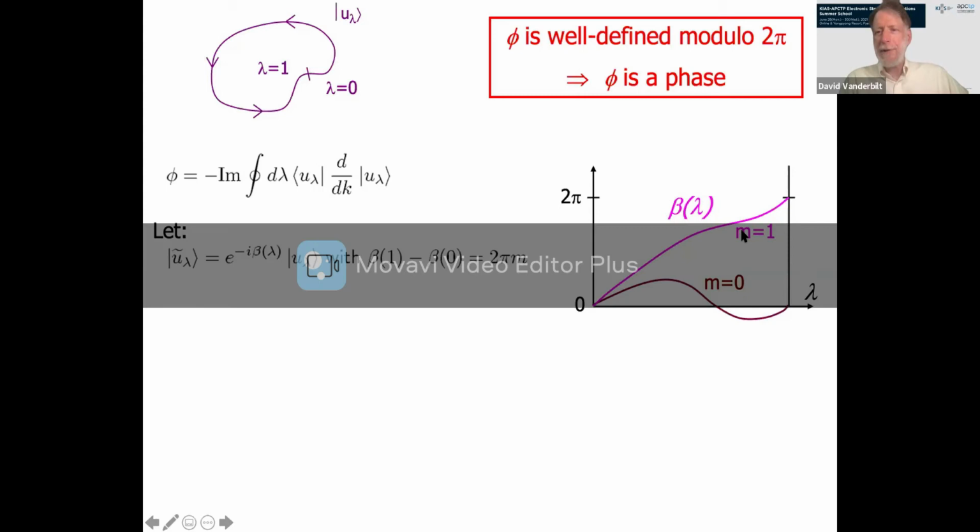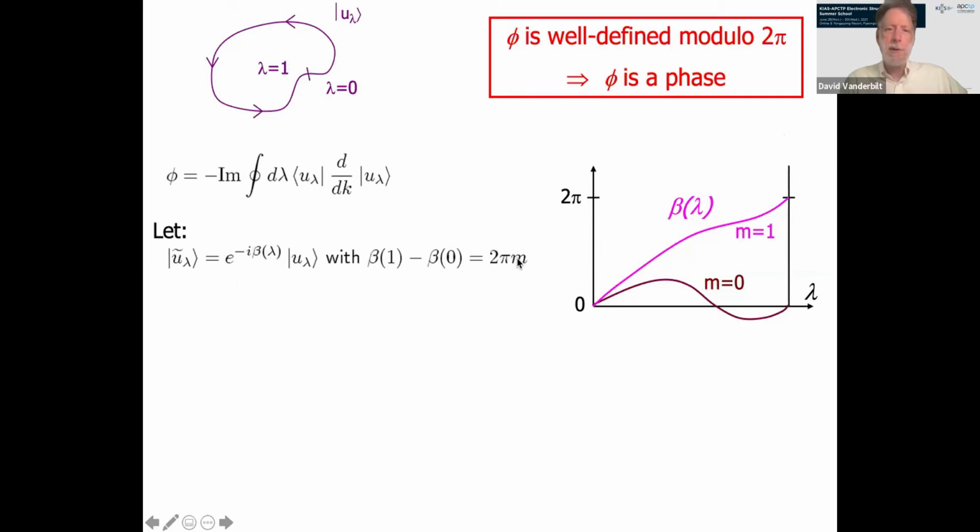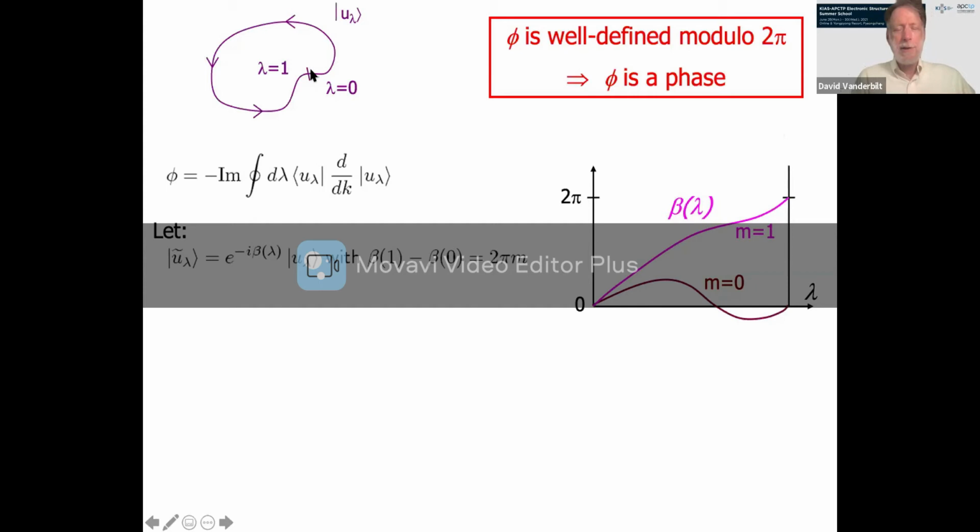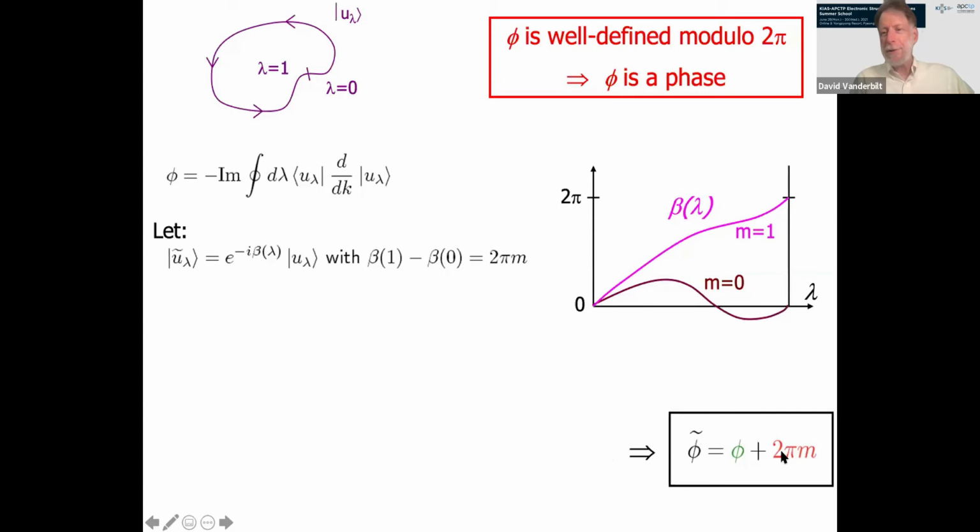And the integer m determines whether it comes back directly or shifted by 2 pi once, or shifted by 2 pi twice would be m equals 2 and so on. So in other words, beta of 1 minus beta of 0 has to be 2 pi m, where m is some integer, in order for the wave functions to remain smooth here. And so if I impose that constraint and calculate the Berry phase of the new wave functions, what I find is it's the same as it was for the old wave functions plus 2 pi times this integer.